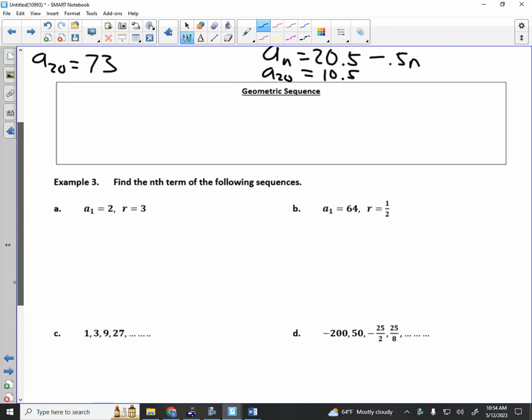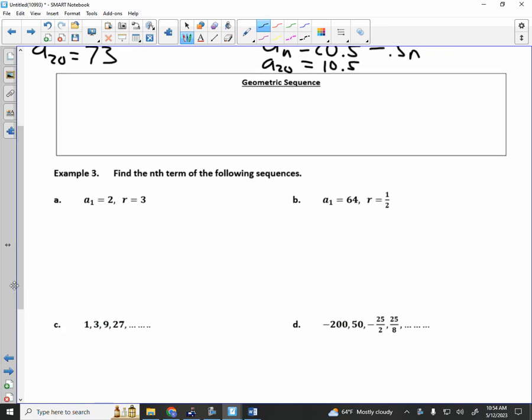The second type of sequence is a geometric sequence. Here's an example of a geometric sequence. 1, 2, 4, 8, 16, 32, 64. What's happening each time? Double. You're multiplying by 2. And it creates this type of sequence. A geometric sequence has what we call a common ratio. Common ratio is when you multiply by the same number in each situation. In this situation, you're multiplying each previous term by 2.